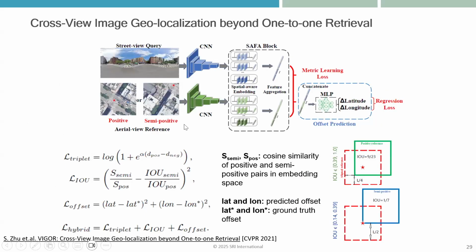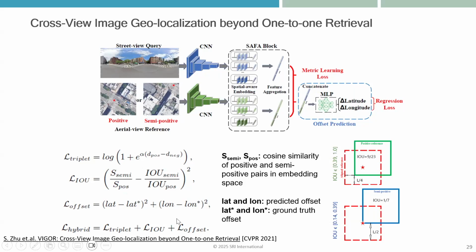And they also took the street view image and the aerial image and ran them through the CNNs. They also used the SAFA block, but they added extra terms to their loss. So there was a triplet loss, but they also said, okay, the ground view image should match to both the positive image and the semi-positive image. The match won't be as strong to the semi-positive image as the positive image. So we can have this IOU loss where the cosine similarity between the semi-positive and the positive should match the ratio of the IOUs.